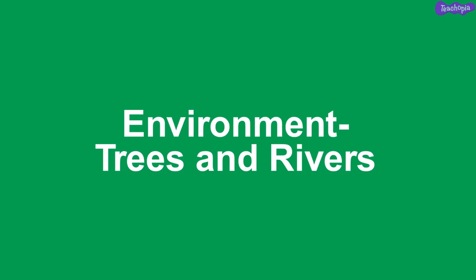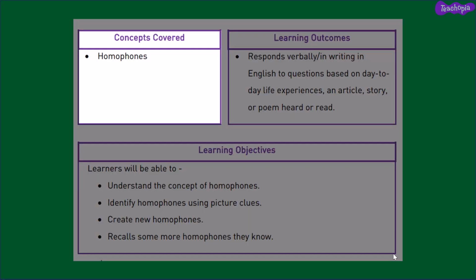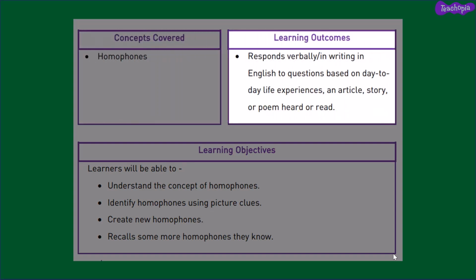Hello teachers. Let's look at the project-based learning sheet for the chapter Environment, Trees and Rivers. We will go over some learning concepts, outcomes and objectives in this particular sheet. The concept that we are focusing on is homophones. And the outcomes we want from this learning sheet is for learners to respond verbally and in writing to questions based on day-to-day life experiences, an article, story or poem heard or read.